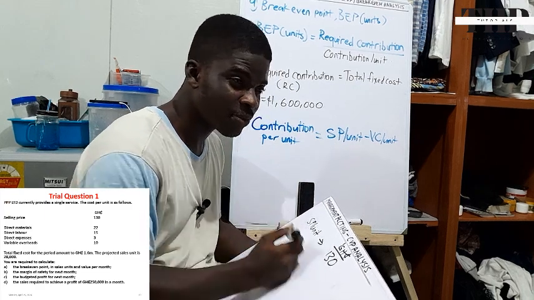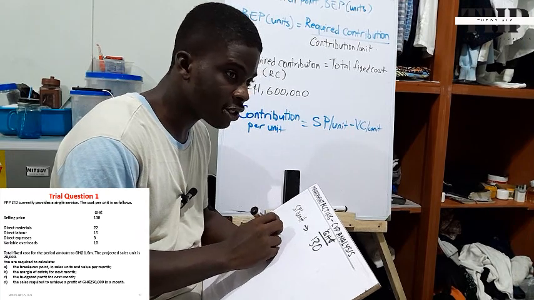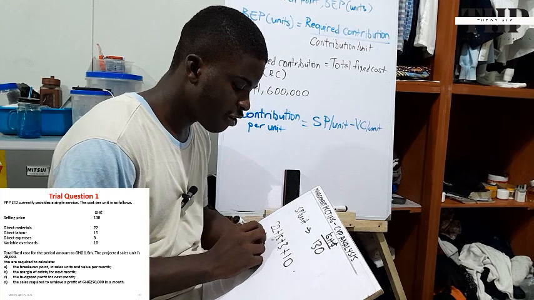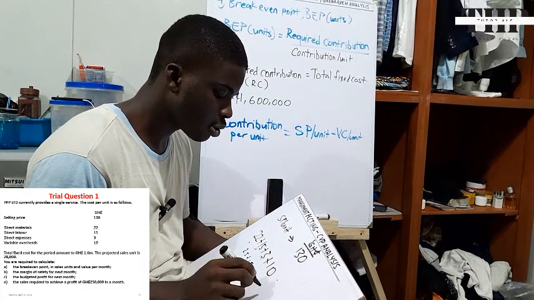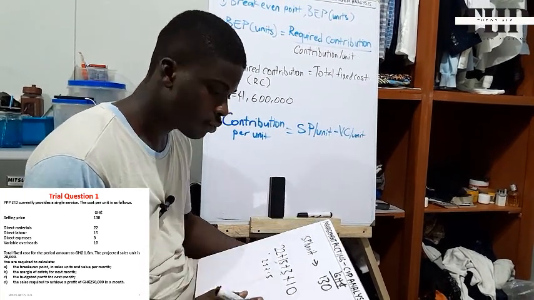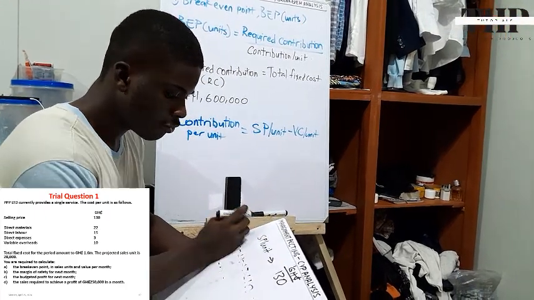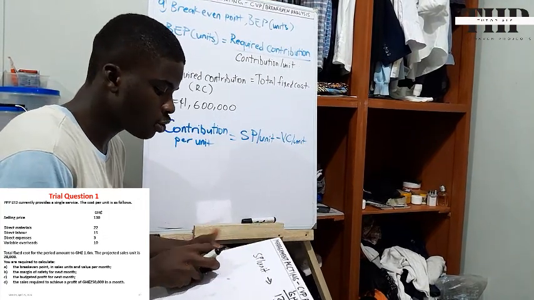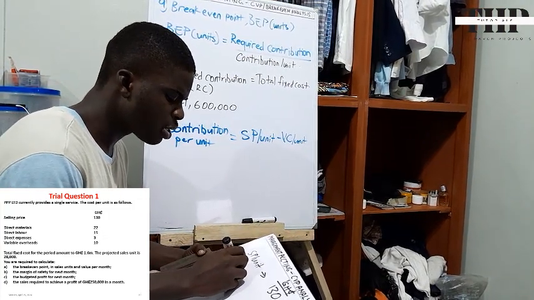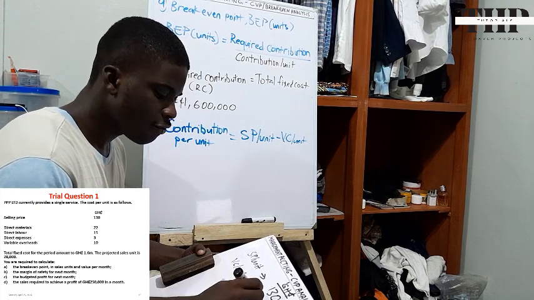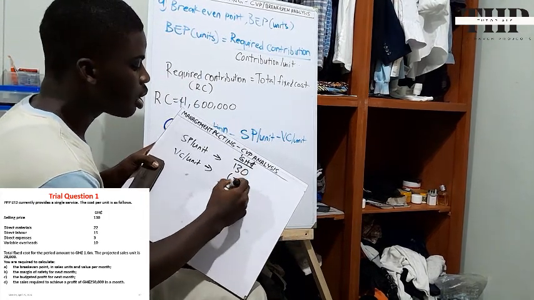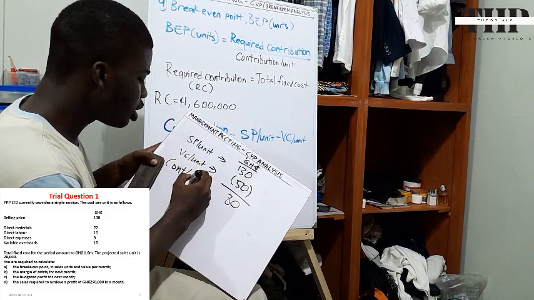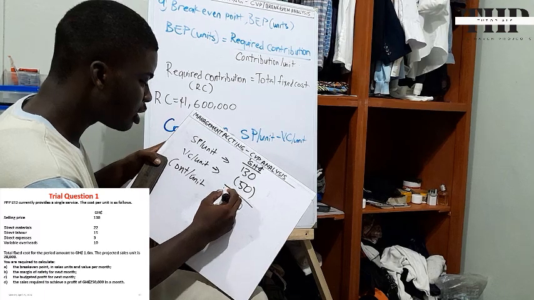So that gives us plus 15. 22 plus 15 plus 3 plus 10. 25 plus 15 plus 10, so it's 50. So the variable cost becomes 50. So variable cost per unit becomes 50. So when we less that, it gives us a contribution per unit of 80 Ghana cedis.